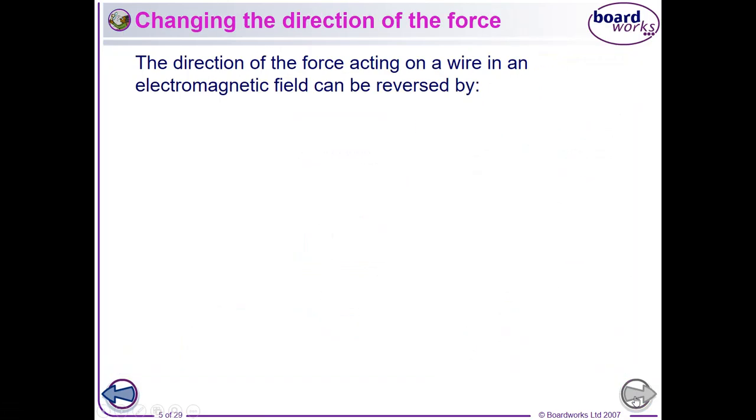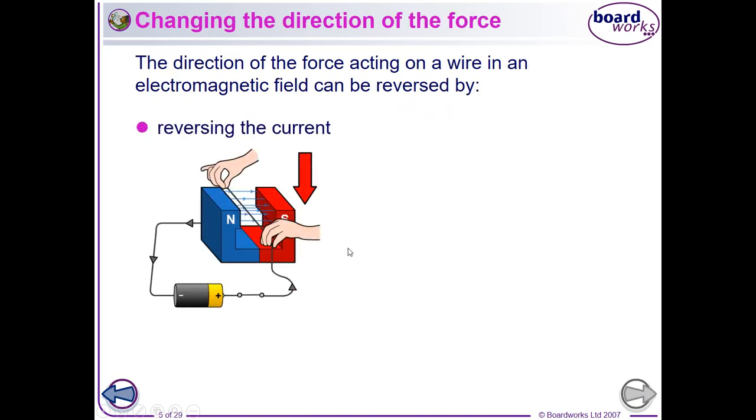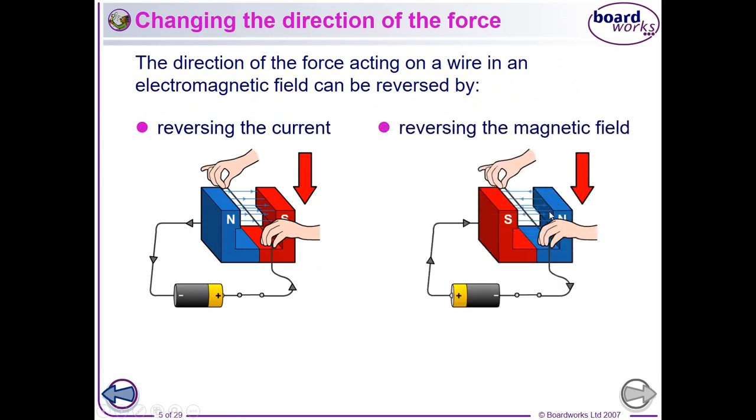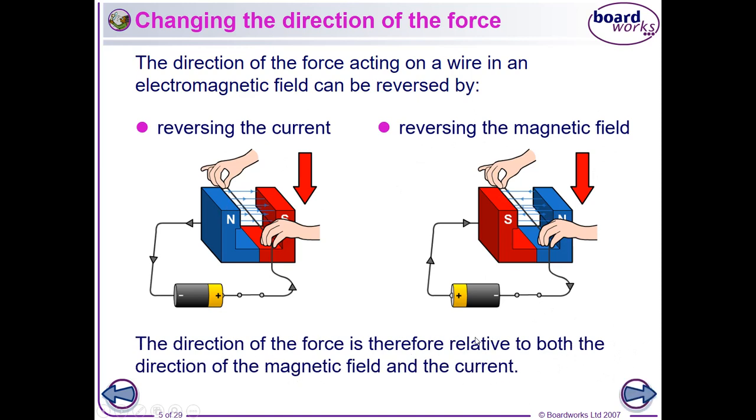So carry on. The direction of the force on the wire can be reversed in different ways. You can reverse the current and the wire will go down. You can reverse the magnetic field and the wire will go down. From the first example, if we reverse the current, it went down, and then if we reverse the magnetic field, it will go up. So note this down in your Google Doc. The direction of the force is linked to the direction of the magnetic field and the direction of the current.